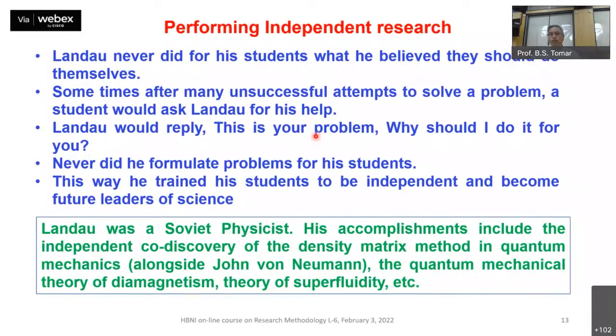So though he was the supervisor, he wanted the students to solve the problem on their own. Never did he formulate problems for his students. This way, he trained his students to be independent and become future leaders of science. Many of his students became future leaders, but he allowed them to grow independently without his shadow. So that is what is important. So you try to do all your experiments independently. Of course, that doesn't mean that you don't go to your supervisor. Definitely you have to seek his advice, but try to do the experiments as independently as possible.